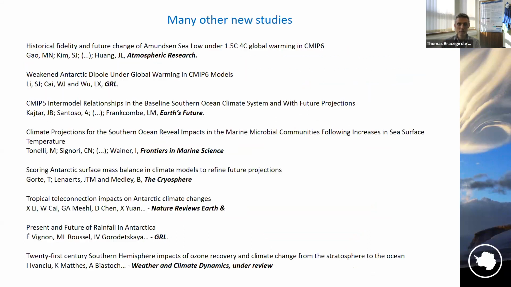And then, just to finish, there's lots of interesting new studies coming out looking at climate change in CMIP6 and CMIP5. So I've just left a list here, which I could probably post on Slack, but many of you are involved in some of these papers as well, including people watching now. So there's lots of other interesting things going on across different disciplines.